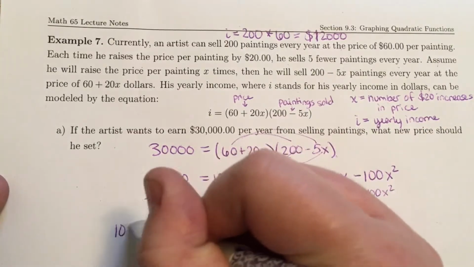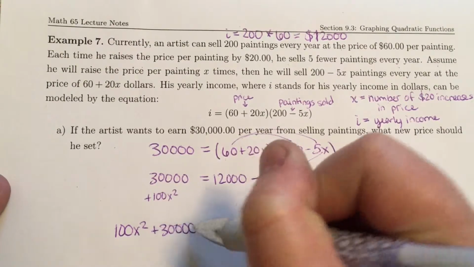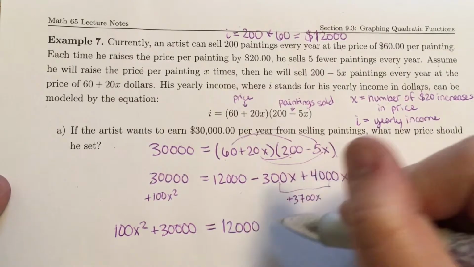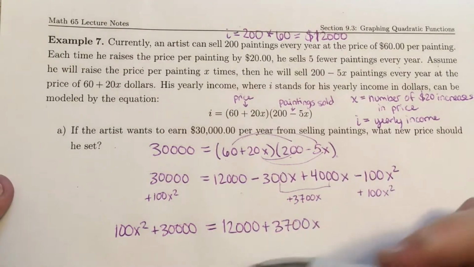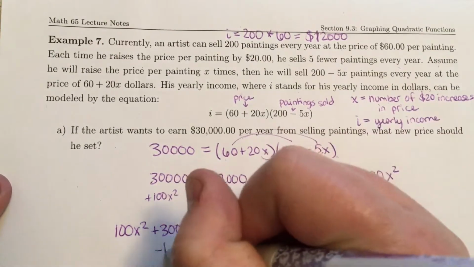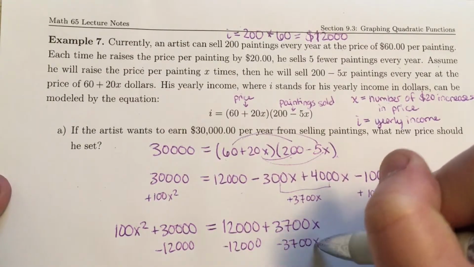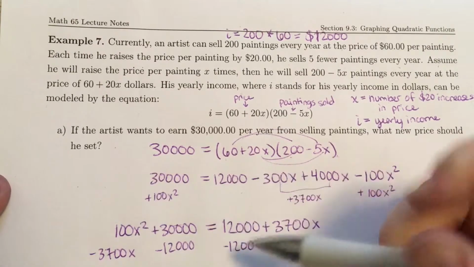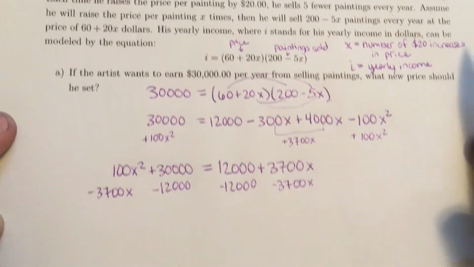So I have 100x squared plus 30,000 equals 12,000 plus 3,700x. I still need to get 0 on one side though. So I need to subtract 12,000 and subtract 3,700x to move it to the other side too. Be careful about what's like terms though. This x squared and the x are not like terms.